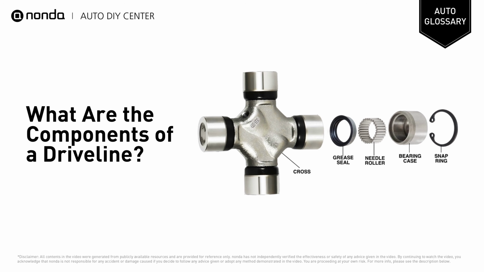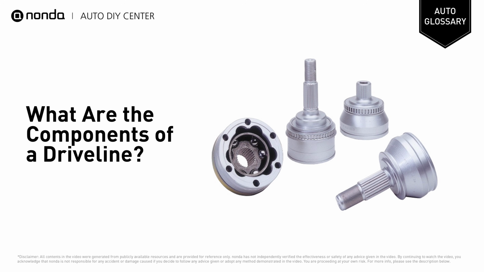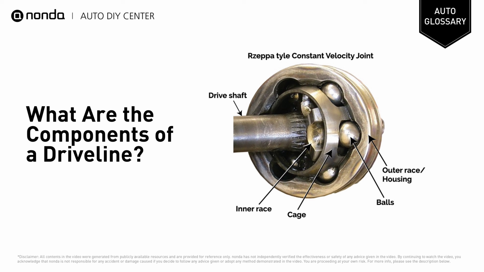U-joints. U-joints, also known as universal joints, are flexible pivot points that transmit power at varying angles. CV joints. CV joints, also known as constant velocity joints, are bendable joints that keep the drive wheels rotating at a constant velocity.